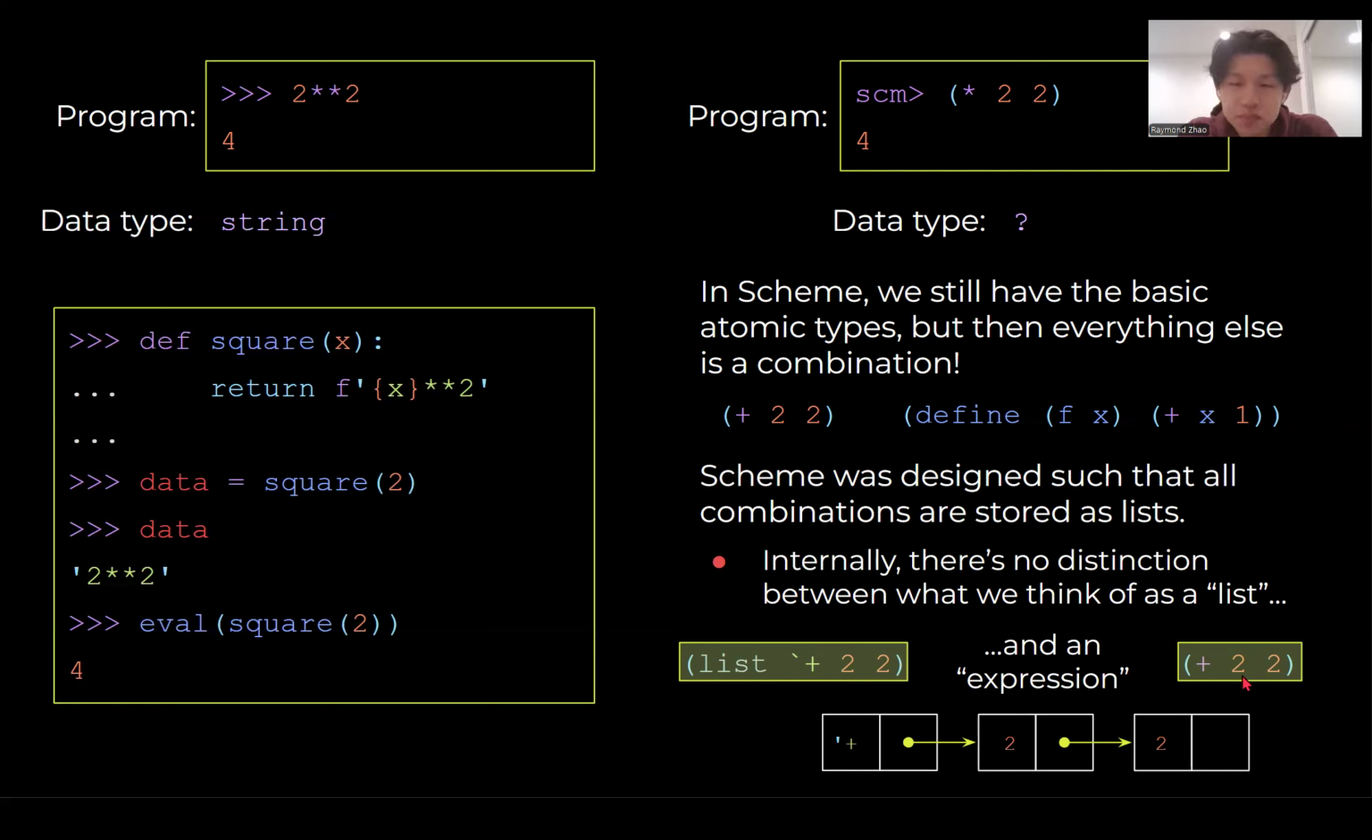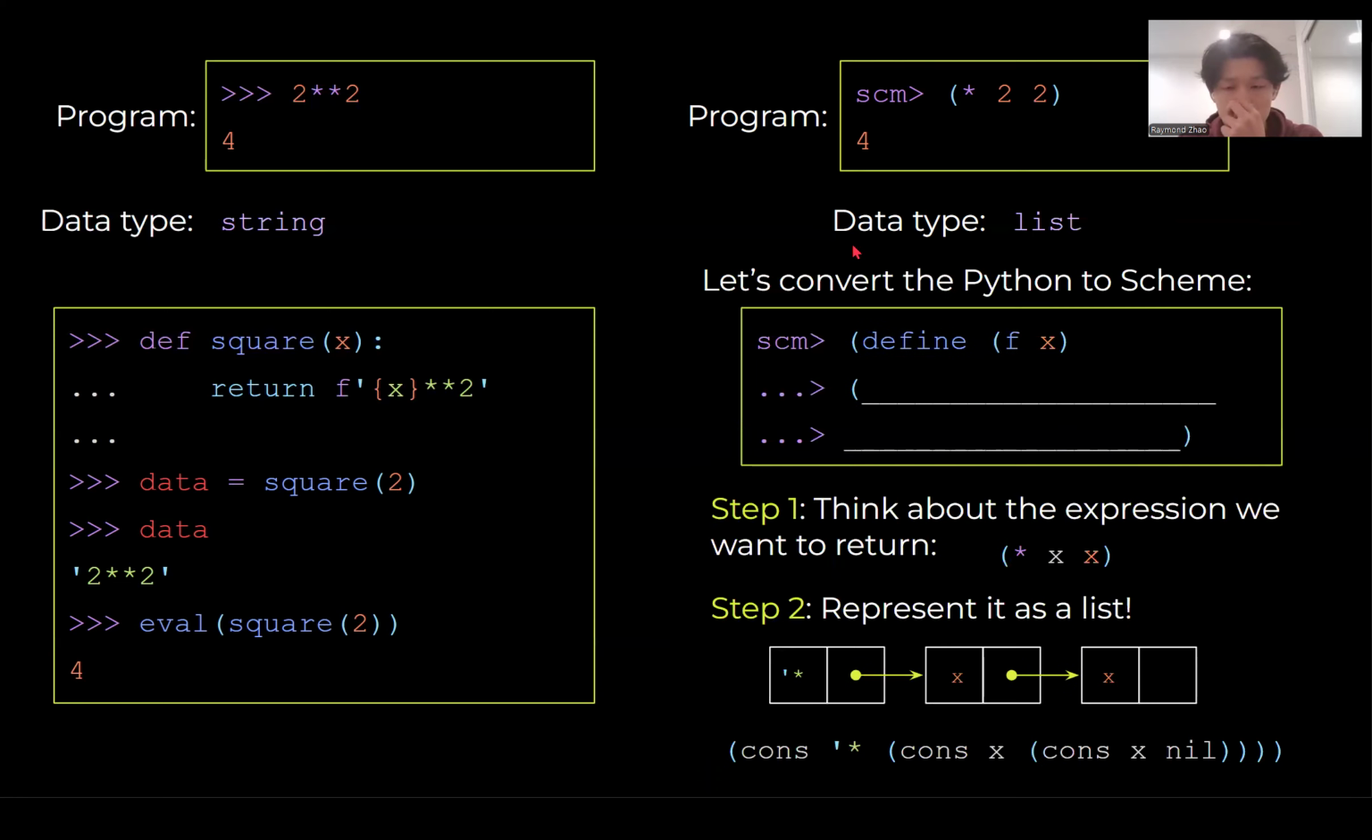So what this means is that while in Python, our code is represented internally as characters, as strings, in Scheme, all of our code is represented internally in the form of lists, and that means that the data type that we'll use to write our programs in is going to be the list.